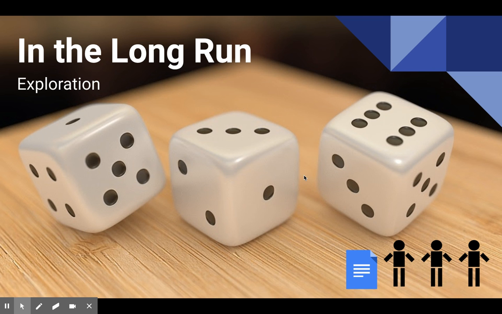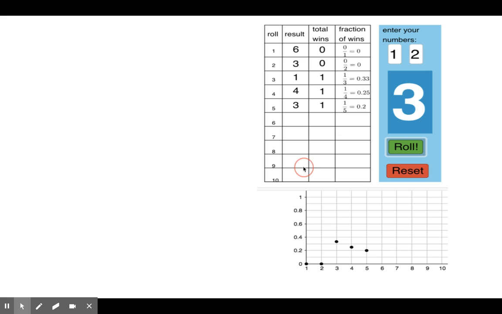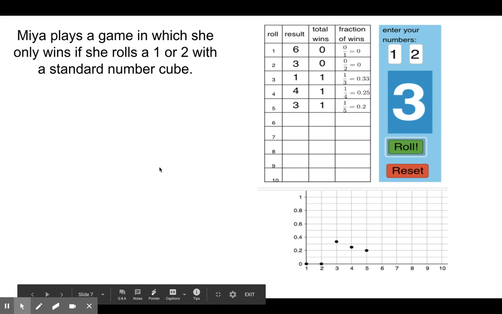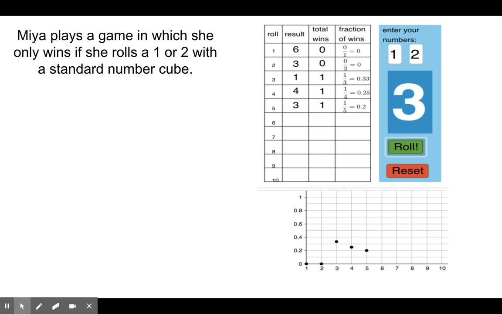So let's look at your exploration activity. It's called In the Long Run, and your exploration activity can be found in your student companion. So at this time, let's make sure that our student companion is available. So let's read the scenario. It says Maya plays a game in which she only wins if she rolls a 1 or a 2 with a standard number cube.